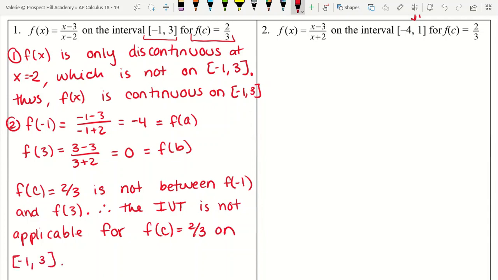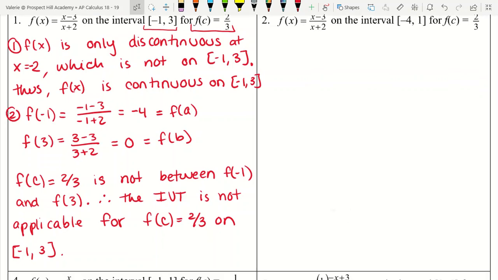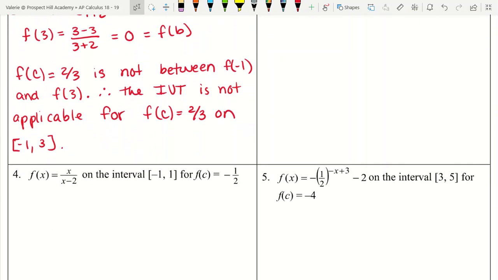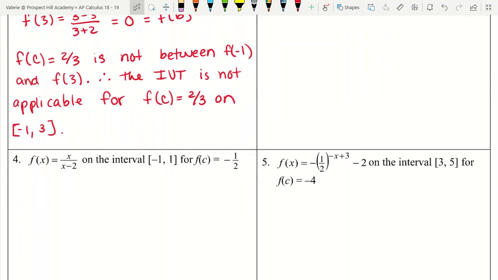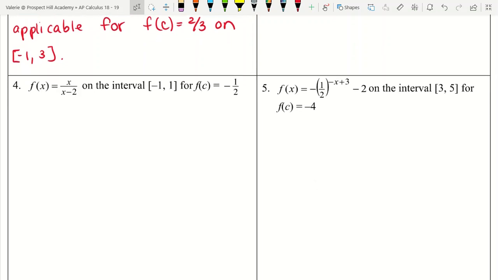Now, if f of c were, for example, -2, right? -2 is between 0 and -4, and we could probably figure out what that c value would have to be. But because 2/3 is not in between -4 and 0, we cannot use IVT to guarantee that there exists some value of c. Okay, so you do something similar for number 2, and we're actually just going to move to number 4.